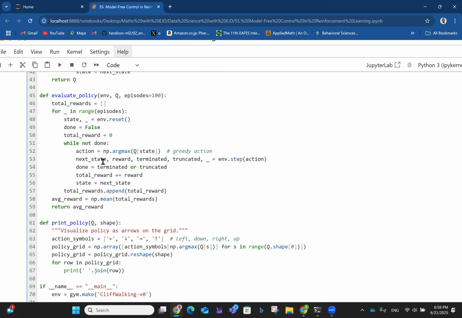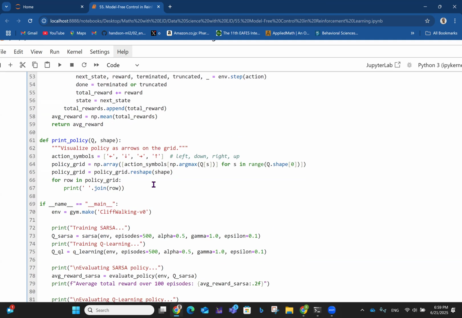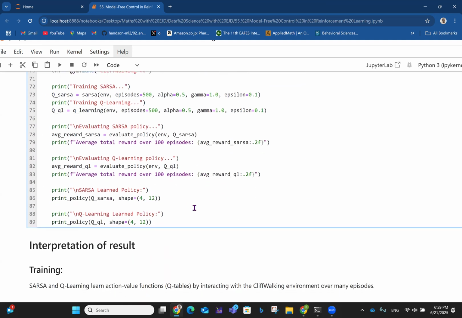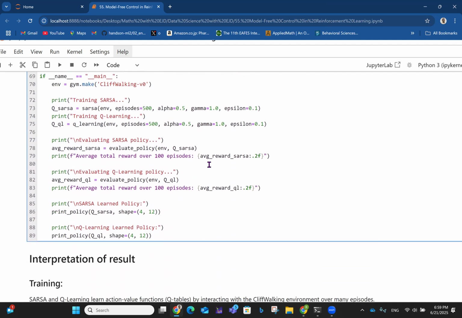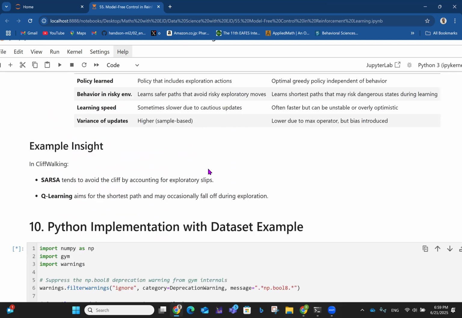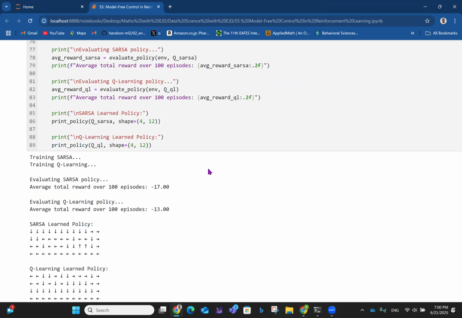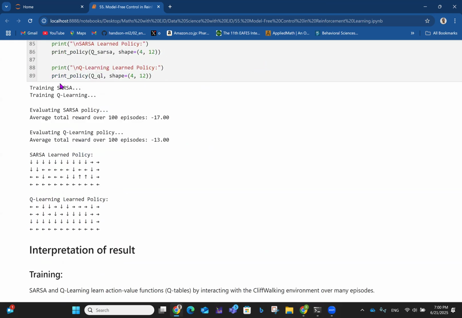Then we define the policy evaluation, right? We do all that here. Then we print the policy, and then we run that with all the different results. I can do the running now, and it gives us all the various results. It was training SARSA, training Q learning, evaluating the SARSA policy: average total reward over 100 episodes is minus 17. Evaluating the Q learning policy: average total reward over 100 episodes is minus 13.